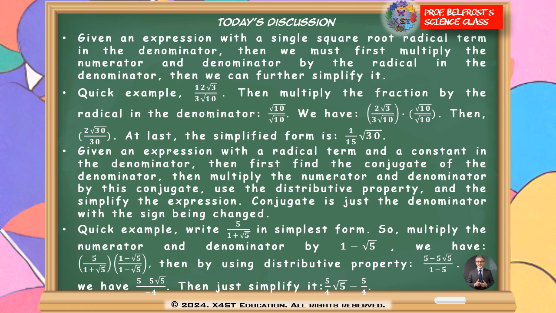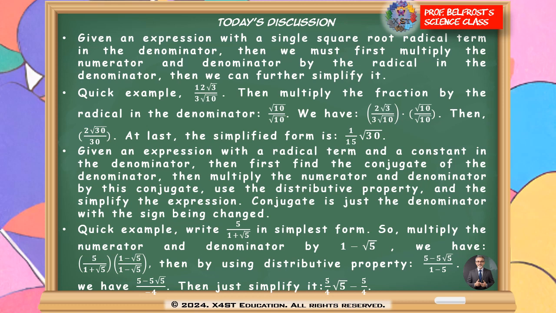So for a quick example, write down 5 over 1 plus square root of 5 in simplest form. Here the denominator is 1 plus square root of 5. This is the expression of the denominator. And what's the conjugate of this expression? This conjugate is just the sign being changed. Before we have 1 plus square root of 5, it means that now the conjugate of this denominator is 1 minus square root of 5. Very easy. And we have the expression as shown in the slide.